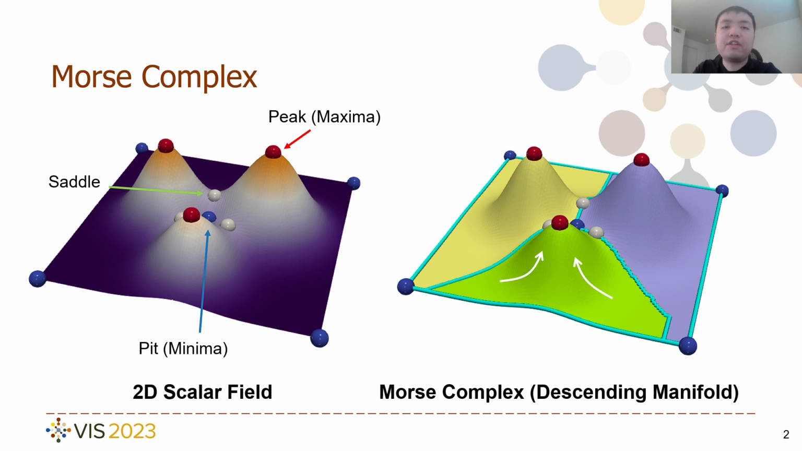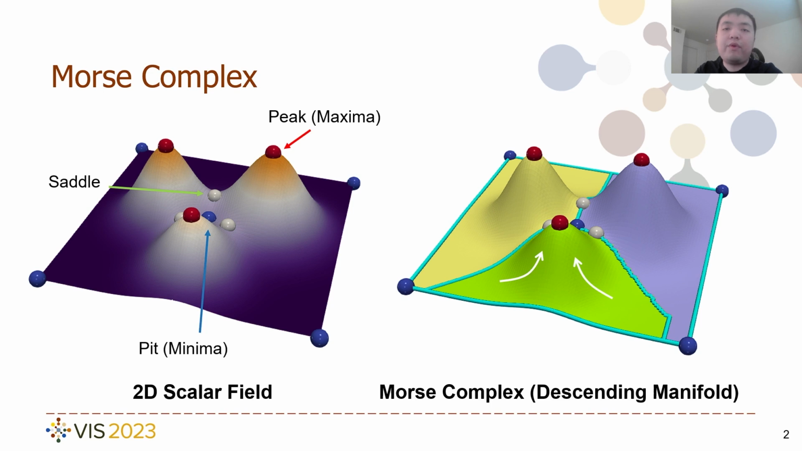Here, we focus on Morse complexes on 2D scalar fields. A Morse complex partitions a scalar field into multiple cell regions based on gradient behaviors. Here is an example of the descending manifold of the Morse complex. Each cell region is assigned a unique color.